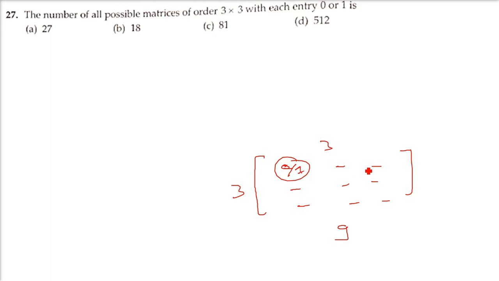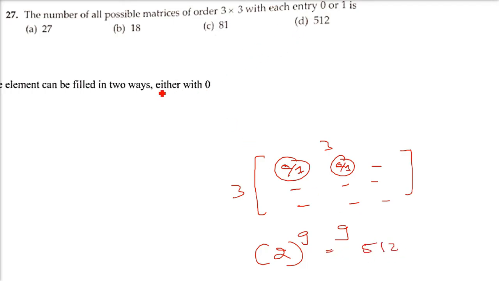The number of all possible matrices of order 3 by 3 with each entry 0 or 1. So there are 3 by 3, so 9 entries will be there, 3 times 3 is 9, and each entry can be 0 or 1. So 2 possibilities, 9 places, so it will be 2 to the power 9. 512 will be the answer.